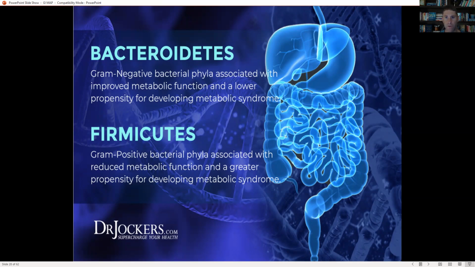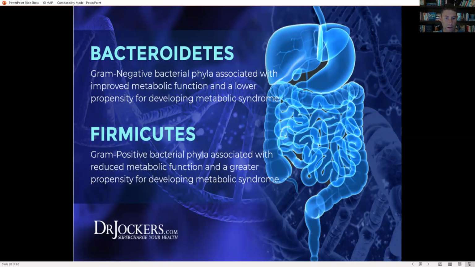Now, Bacteroidetes are gram-negative bacterial phyla associated with improved metabolic function and a lower propensity for developing metabolic syndrome, whereas Firmicutes are gram-positive bacteria. And gram-positive basically they don't have a cell wall, whereas gram-negative have a cell wall. Gram-positive have a very thick peptidoglycan outer layer, which we call lipopolysaccharides, or LPS. So they have a really potent toxin that they can release. And that is thought to be the reason why, when we have high levels, they're associated with reduced metabolic function and greater propensity for developing metabolic syndrome.